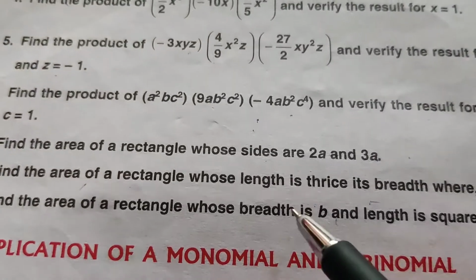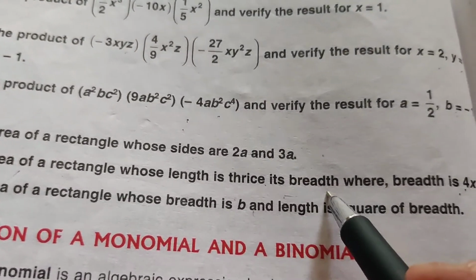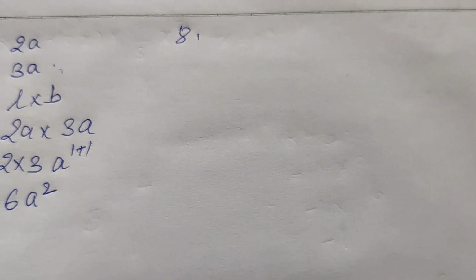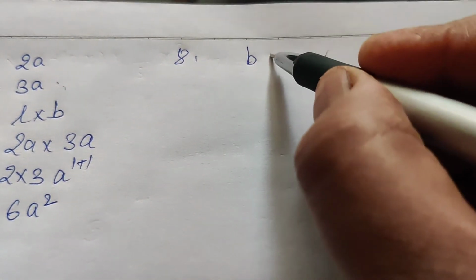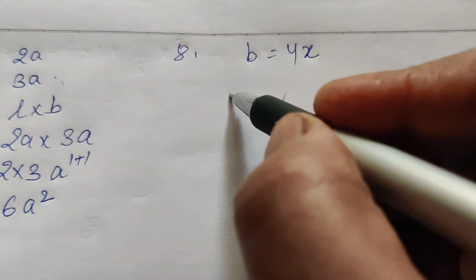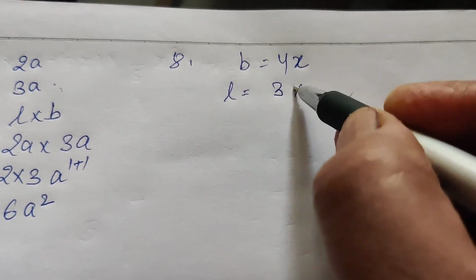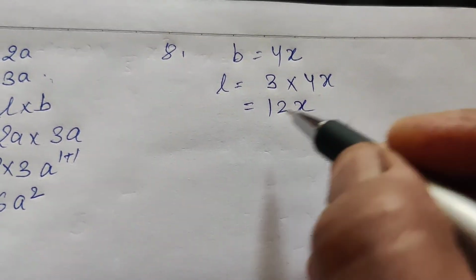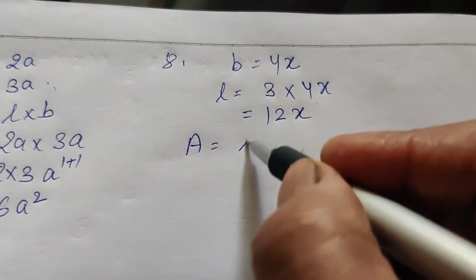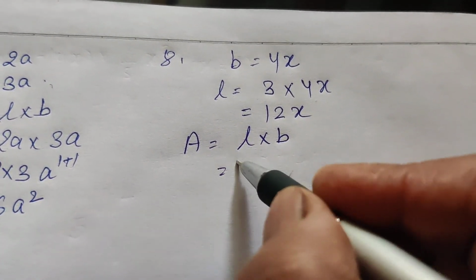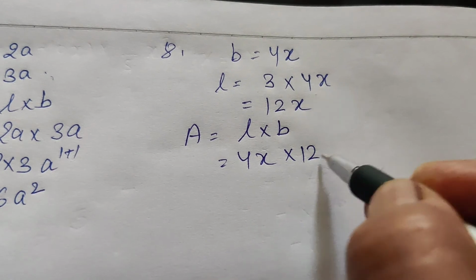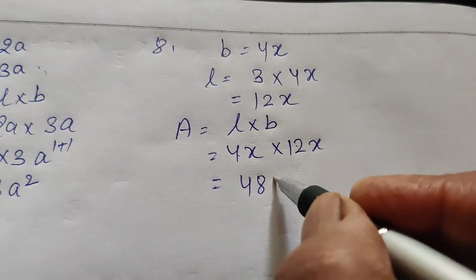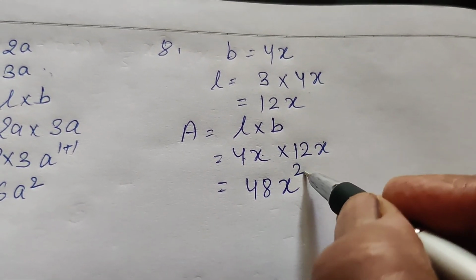Now question number 8. Find the area of rectangle whose length is thrice its breadth, where breadth is 4x. The question may give breadth equal to 4x. If the breadth is 4x, then the length is thrice of the 4x. Thrice means 3 times. It means length is 12x. And area equal to length into breadth. 4x into 12x. It means 12 4s are 48. X raised to power 1 plus 1, 2.